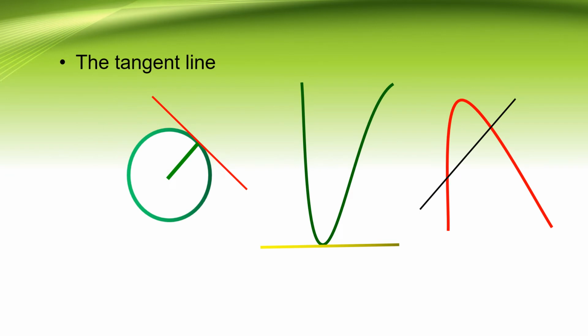Before starting, here I'm giving some examples of tangent lines. The first one is the tangent line touching the circle, the second curve is the tangent line touching at one point, and the third one is the line intersecting at two points.